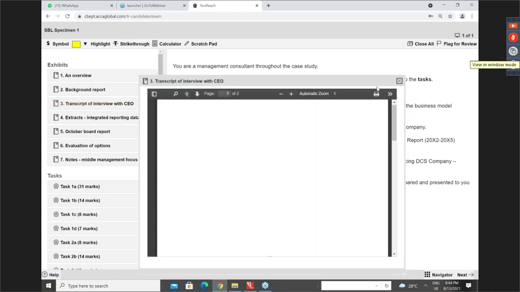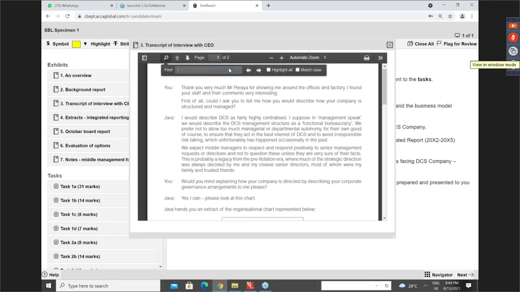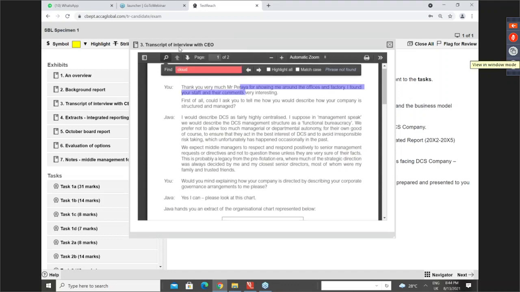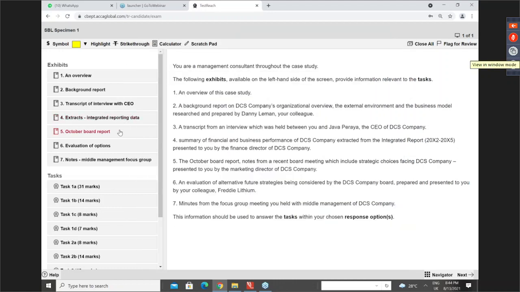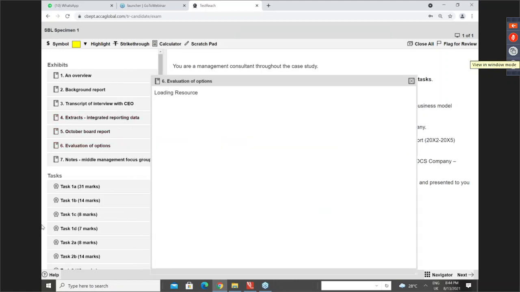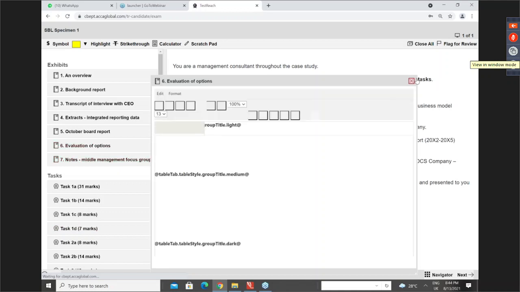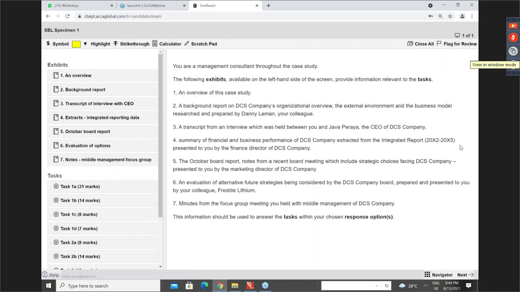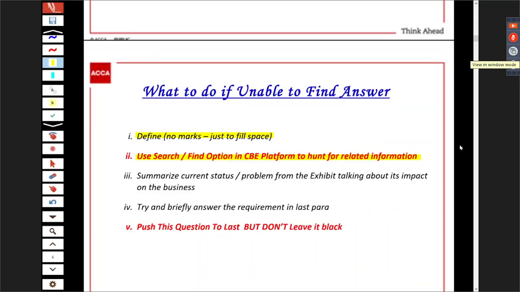Again, you can open another exhibit and look for cloud there. Cloud, no, nothing on this exhibit. Too bad. So actually, for evaluation of options, you can use the search option to find that information.